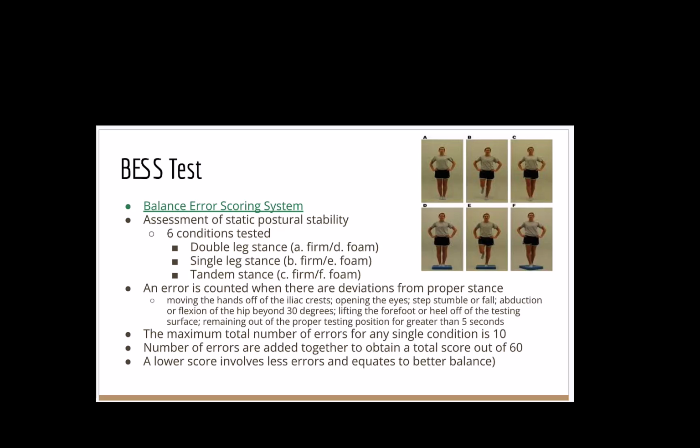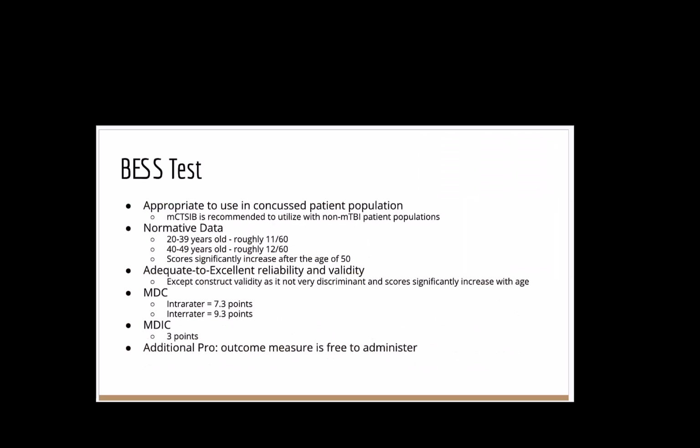The max number you can get for each position is 10 errors. There's 6 positions total. So the maximum number of errors you can get would be a score out of 60. So it should make sense that more errors means poorer balance. So a lower score equates to better balance, and a higher score equates to poorer balance.